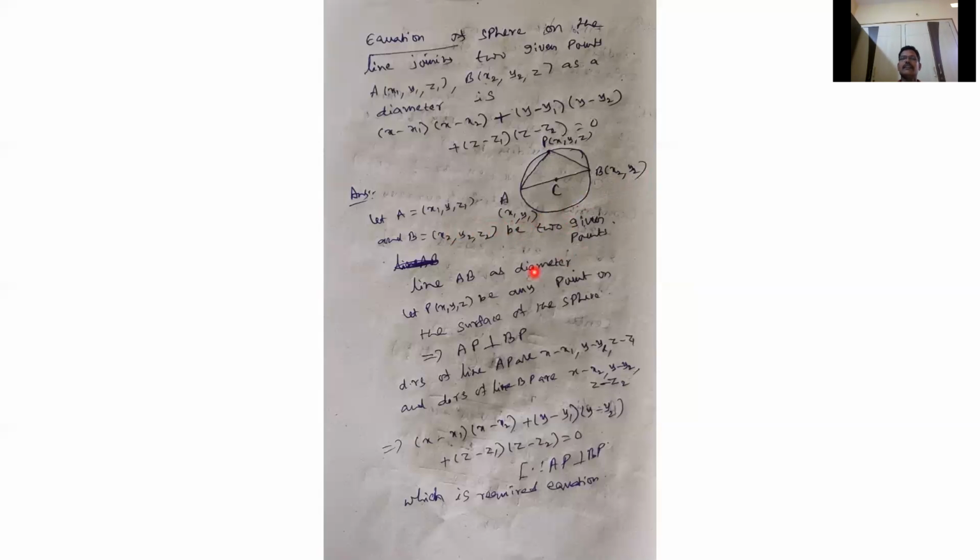Now line AB is the diameter. Diameter means the chord of the sphere which passes through the center of the sphere. So this AB is called the diameter. Let the endpoints be A: x1, y1, z1 and B: x2, y2, z2, with line AB as the diameter.